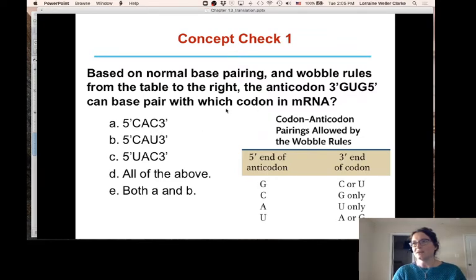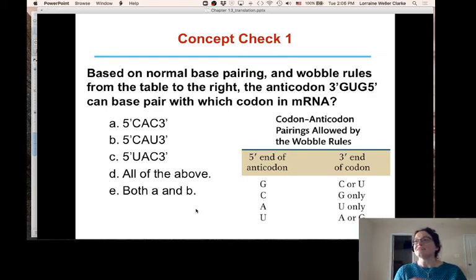So G can bond with C or U. So this is a wobble rule, A and B. But it cannot bond with UAC because the wobble is not on the first codon position. It is on the last one, okay? So this first codon is different than the actual tRNA anticodon, and the tRNA itself will be different, carrying a different amino acid, because the first two matter, the last one less, okay? So it's going to be E, both A and B. So B can also bond. So if you said B, you're correct.